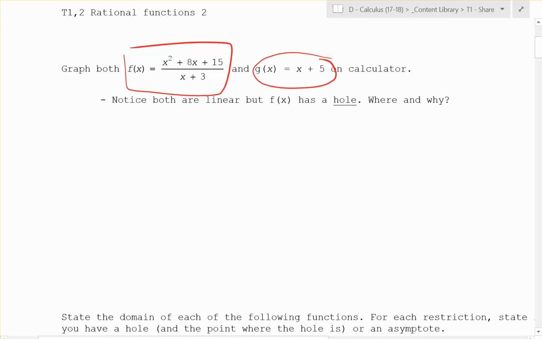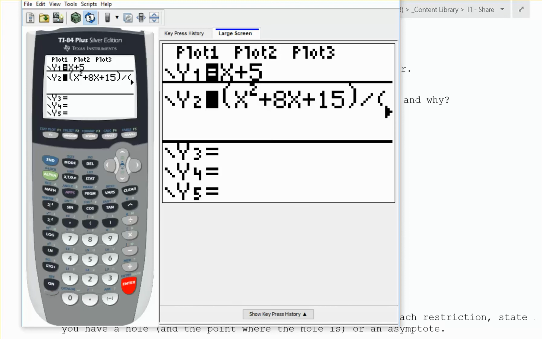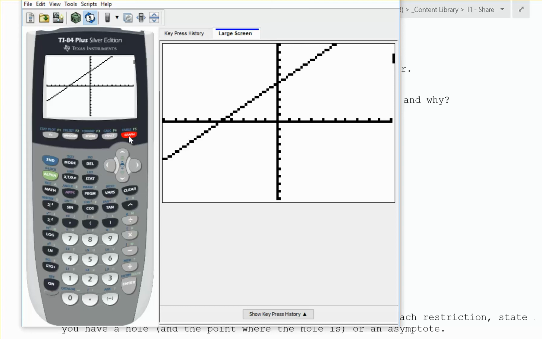So if we use our calculator to graph these two functions, and I've typed them in already, you end up with inputs that look like this. Notice I use the parentheses around the top and bottom of the rational function, but first I'm going to graph just x plus 5. And you notice the equal sign is turned on, so it's just graphing this function. When I graph this, you end up with a linear function, a y-intercept of 5.